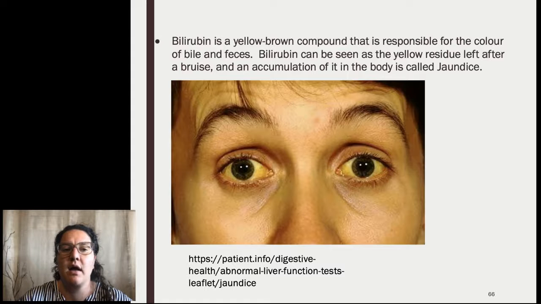And if you have an accumulation of bilirubin in your body, you have jaundice. So jaundice can be common occasionally in babies. Funnily enough, one of the ways to treat jaundice is to spend some time in sunlight because the UV will break down that bilirubin.